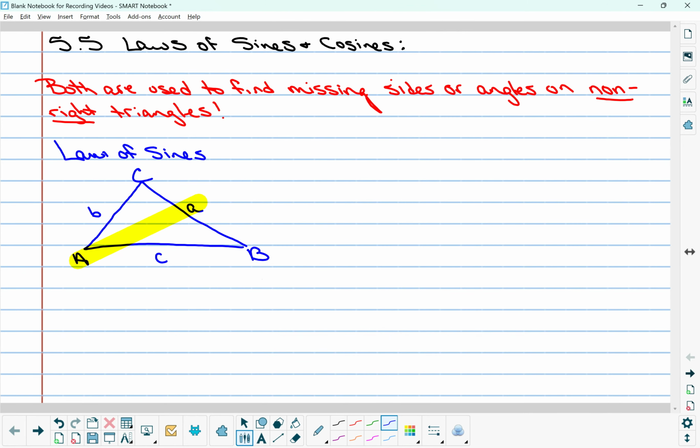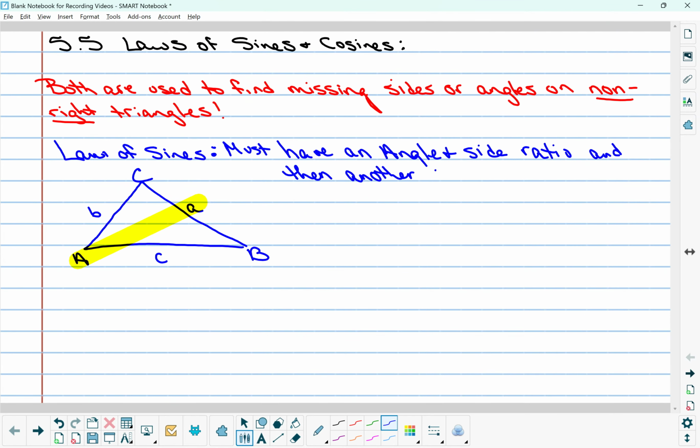So for law of sines, you must have an angle and side ratio, right? They go together. Big A, little a. Big B, little b. Big C, little c. And then another side or angle, doesn't matter which. Okay, that's when you would use law of sines.